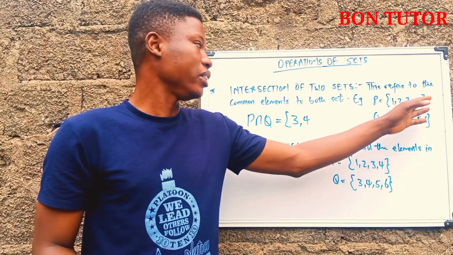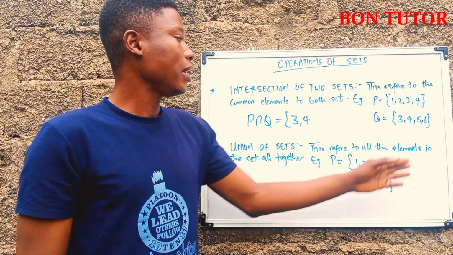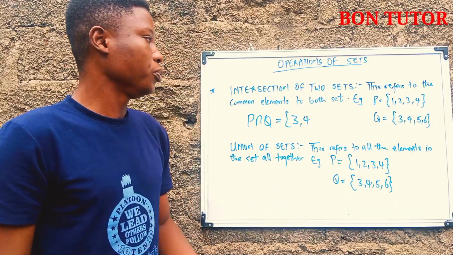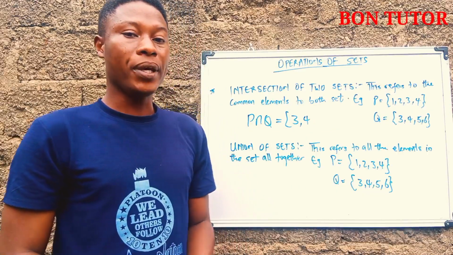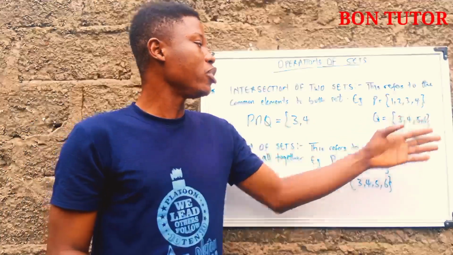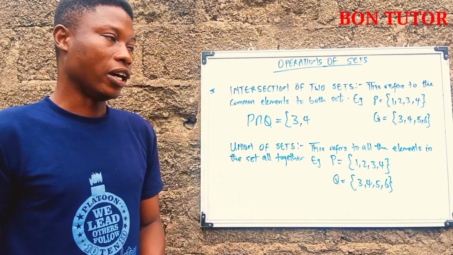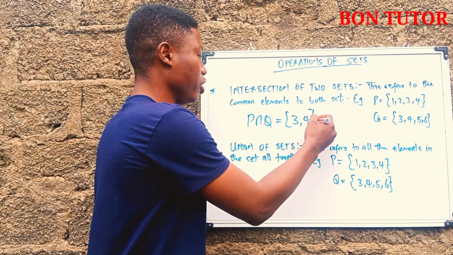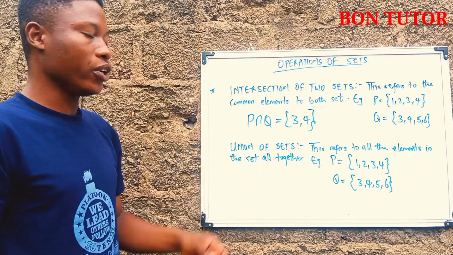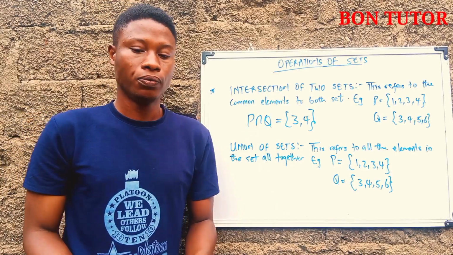I think the elements in P have finished. No matter the elements you have left in Q, it means you cannot have them in P, which means all the other elements in Q are not in the intersection. So the intersection of P and Q will be {3, 4}.